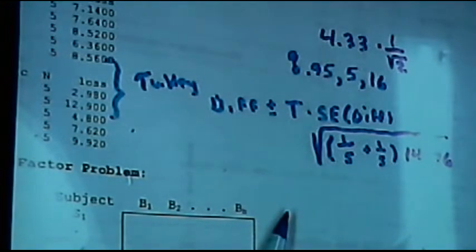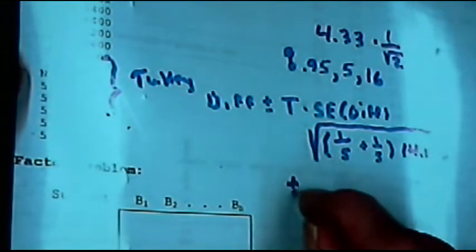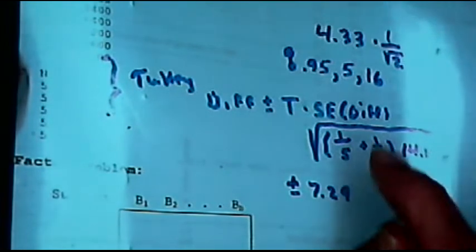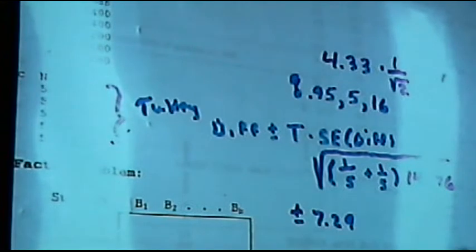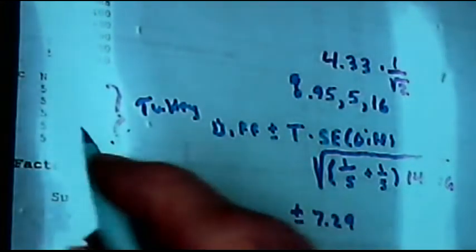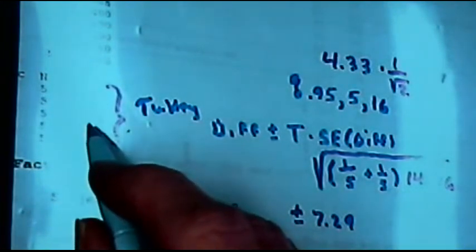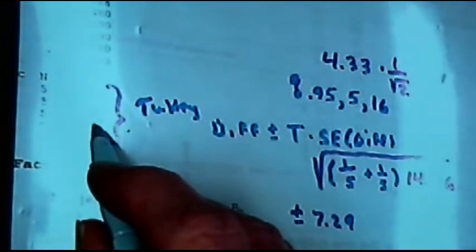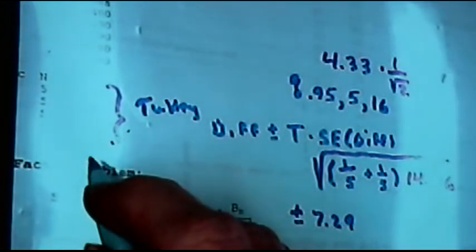7.29. The whole thing? Yeah. So any two means that differ by more than 7.29 are significantly different. Well, this 12 is obviously going to be different than the first one. The second one, yeah. And no, it's not different from the other two.